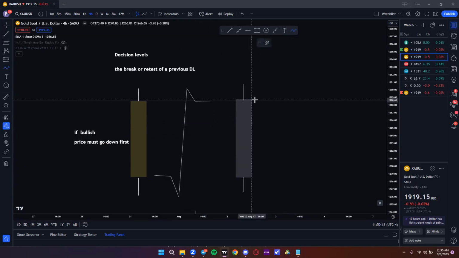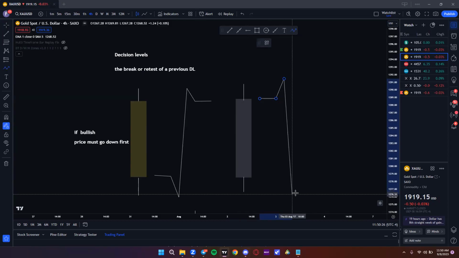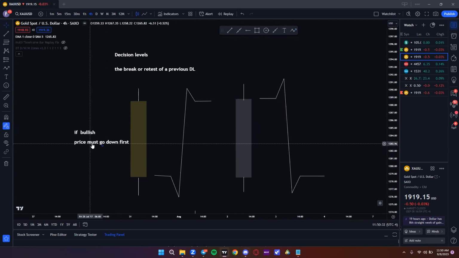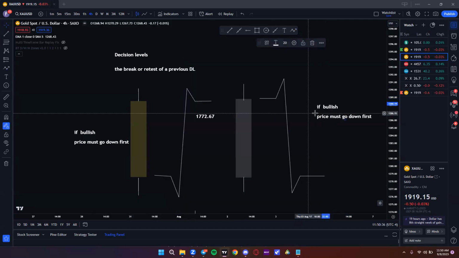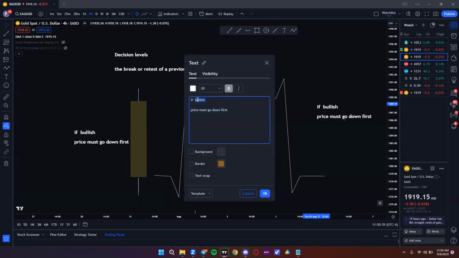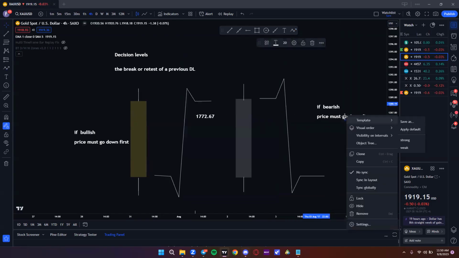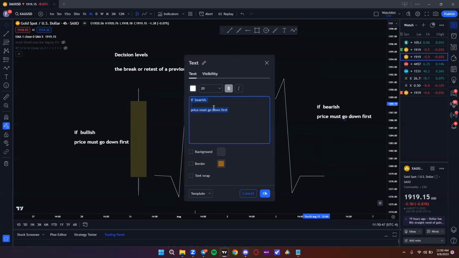If you're bearish, it opens up here, high, low, and close. It'll make sense in just a moment. I will show you that in the chart as well. And so if bearish, price must go up first.